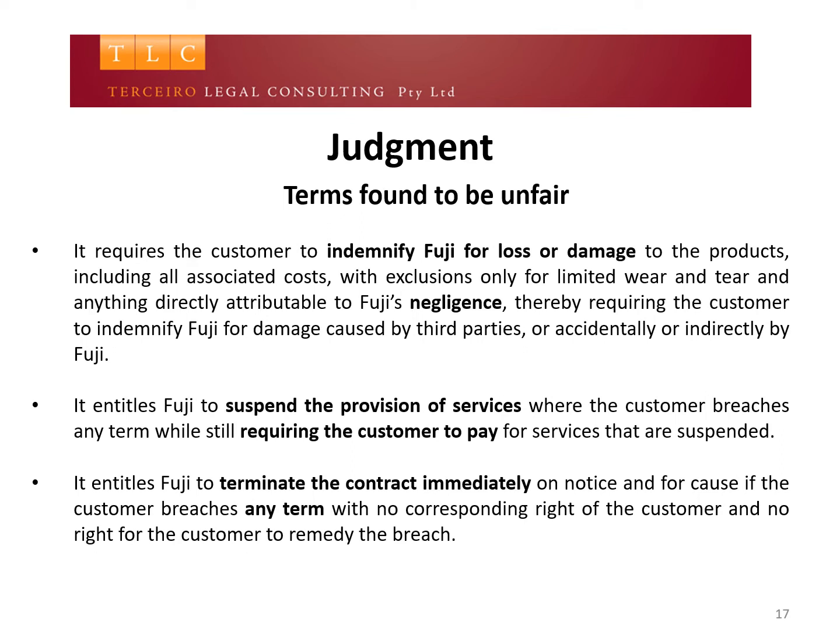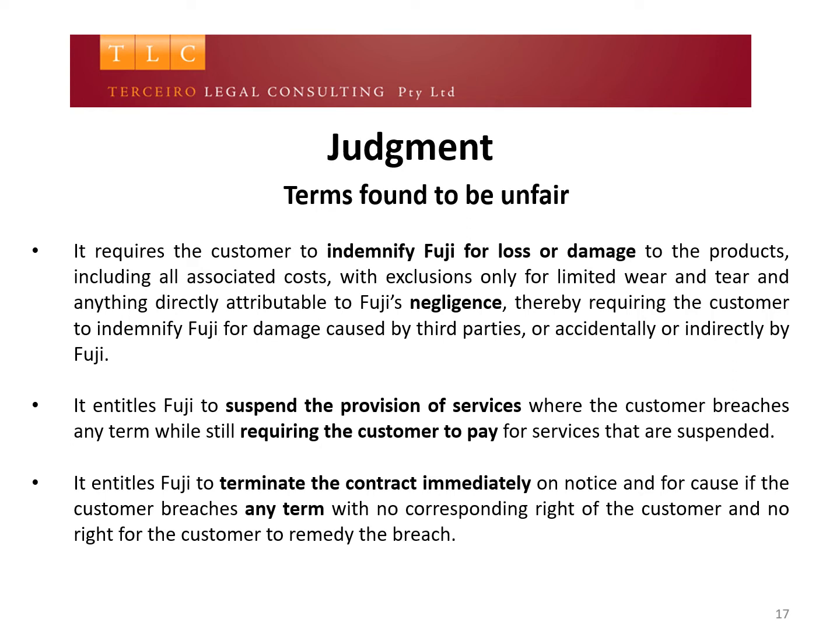The next term was a requirement for the customer to indemnify Fuji for loss or damage to the products, and effectively Fuji would be liable for negligence, but would not be liable for any other loss caused, including accidental damage caused by Fuji.